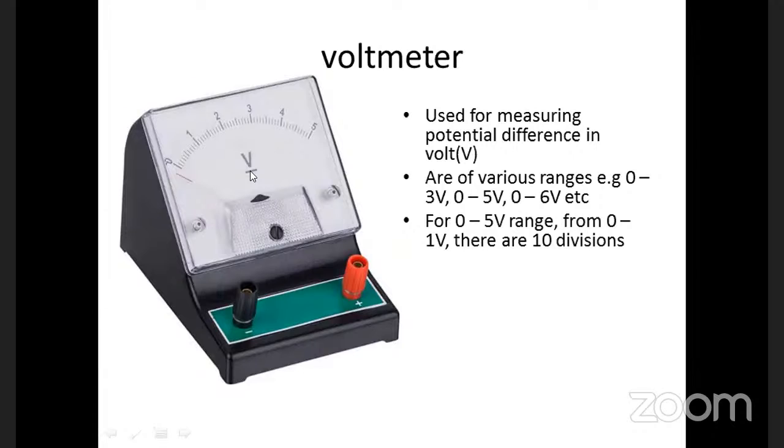If you count the number of divisions from 0 to 1, you will realize that there are 10. I want someone to confirm if those are 10. Elvis, could you confirm? Nicholas, are they 10? Are there 10 divisions between 0 and 1? Because that is where we're going to derive our accuracy. There are 10. Good. Nicholas is saying there are 10.